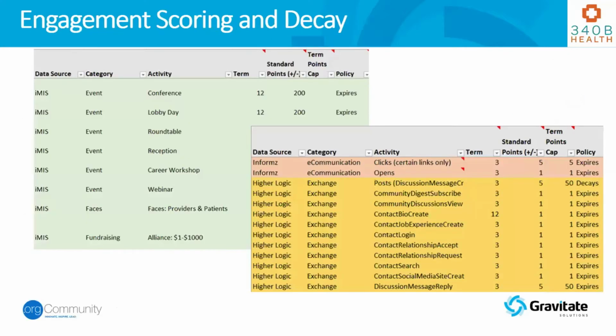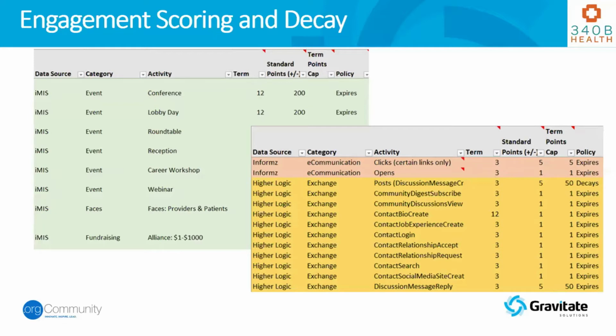So then once you get the data all blended together, now you have to start thinking about, well, how do I score all that data? So what we did was, these are different activities that happen in these systems. So we have the higher logic, we had the informs, the email, and of course the one in the back is the IMUS. These are all different activities.